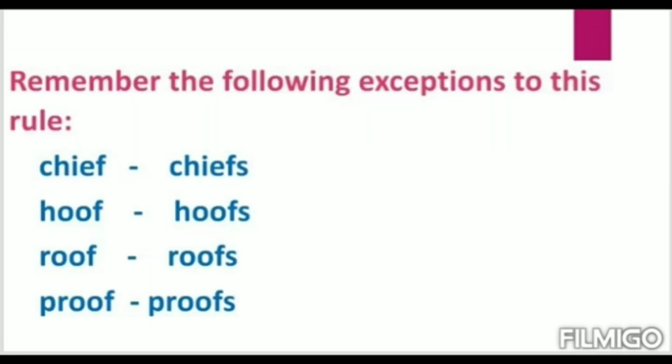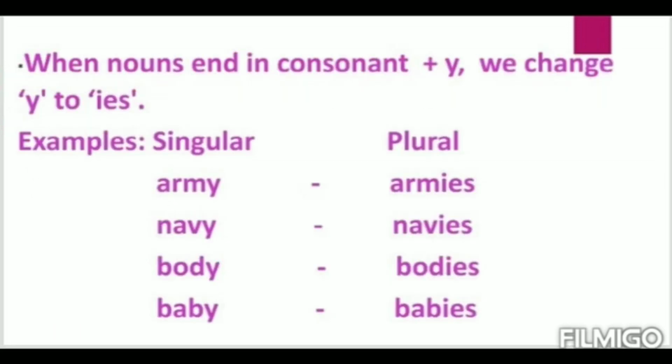There are some exceptional words which form the plural only by adding s. Example: chief, chiefs, hoof, hoofs, roof, roofs, proof, proofs. When a noun ends in consonant plus y, we change y to ies. Example: army, armies, navy, navies, body, bodies, baby, babies.